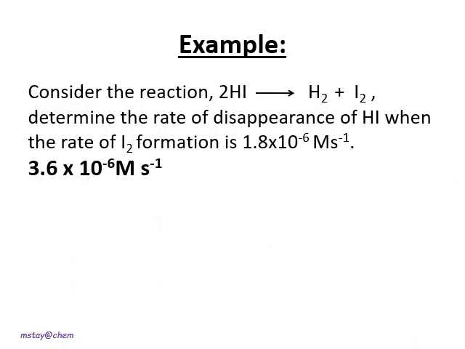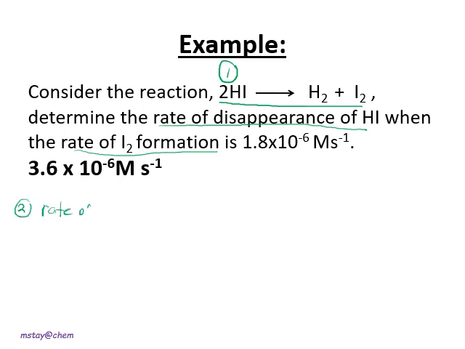Now let's proceed to the calculation questions. Consider the reaction: 2 moles of HI will produce 1 mole of hydrogen and iodine. Determine the rate of disappearance of HI when the rate of iodine formation is 1.8 × 10^-6 molar per second. So when we want to check this, rate of disappearance, rate of formation and rate of reaction, what are their differences? When we want to do this question, first step, we need to have a balanced chemical equation. Second, we need to write the differential rate equation.